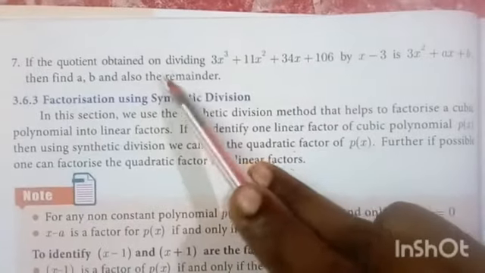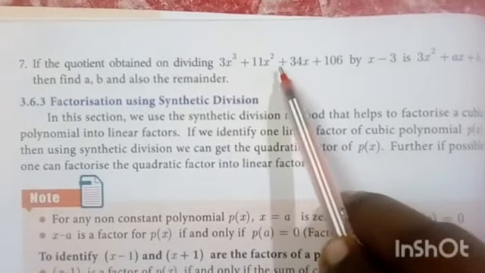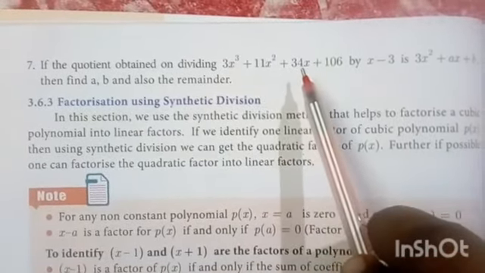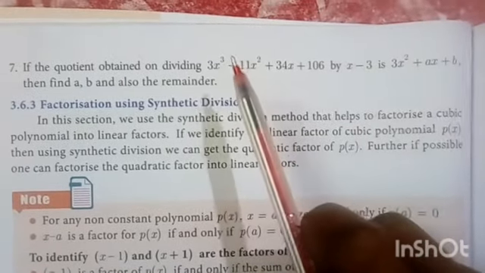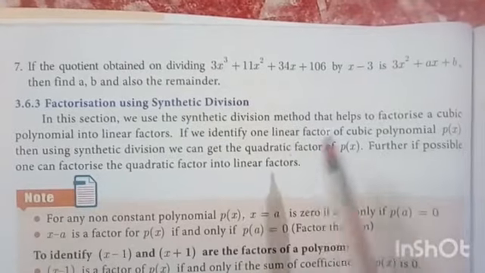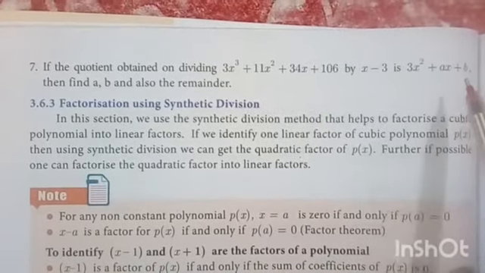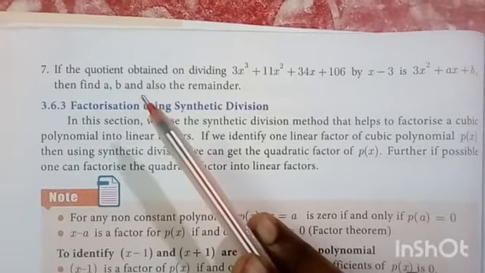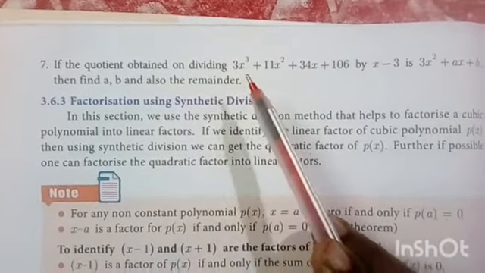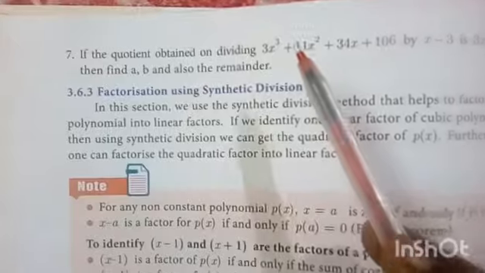Seventh question. If the quotient obtained on dividing 3x cube plus 11x square plus 34x plus 106 by x minus 3 is 3x square plus ax plus b, then find a and b, and also the remainder. It is the same as the sixth problem.